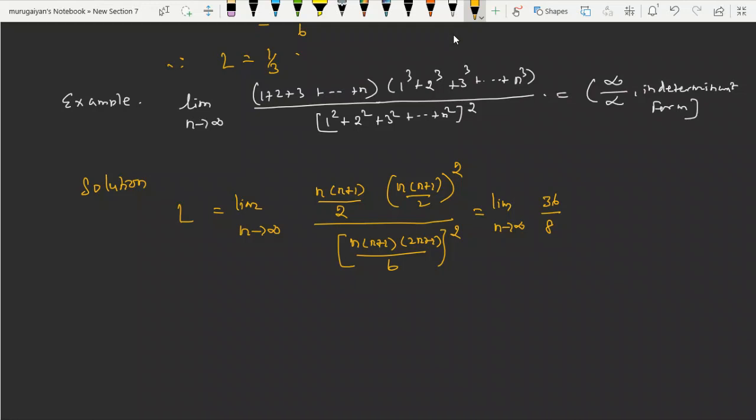Other than the constant factor, n into n plus 1 means n square plus n whole cube, or n into n plus 1 whole cube, divided by n square, then n plus 1 the whole square, 2n plus 1 the whole square.